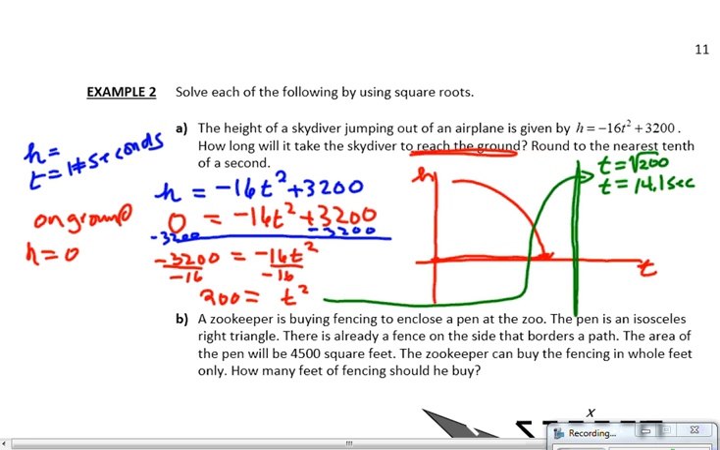If we did the negative, we said t is also equal to negative square root of 200, that wouldn't work. That would be a negative 14.1 seconds. And of course, we can't have a negative answer. So our answer is going to be 14.1 seconds.